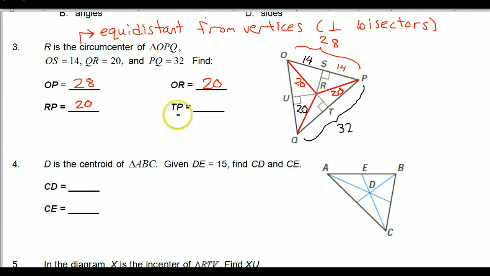And TP. Okay, well, that's just this one. TP is half of this 32, so that's going to be 16. We didn't even have to do the Pythagorean Theorem. I was ready to do the Pythagorean Theorem to find SR or UR or TR or something. But they didn't ask us for those, so we got off easy.